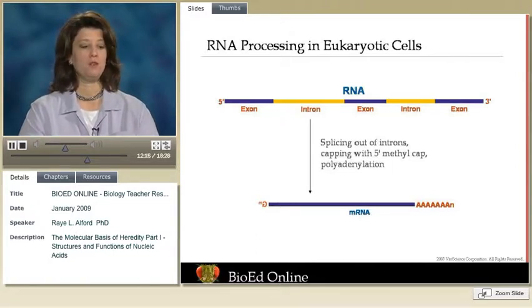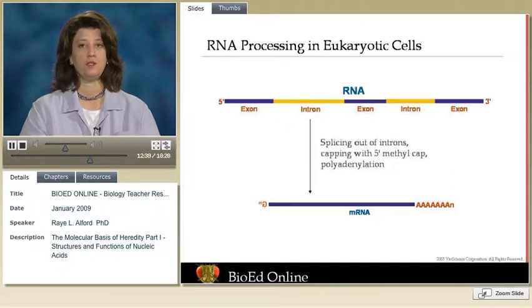The RNA molecules made within eukaryotic cells must be processed before they can be used as messengers of the DNA code. Eukaryotic genes contain introns that must be removed. Introns are non-coding segments of DNA of variable size that separate the coding segments, or exons, of eukaryotic genes. Introns are removed in a process called splicing.